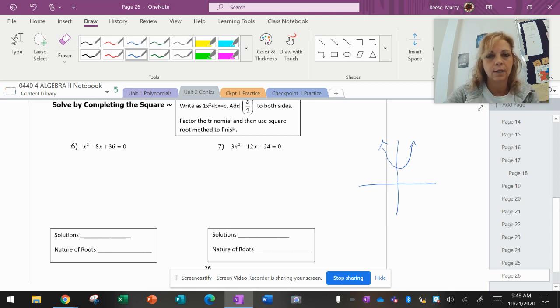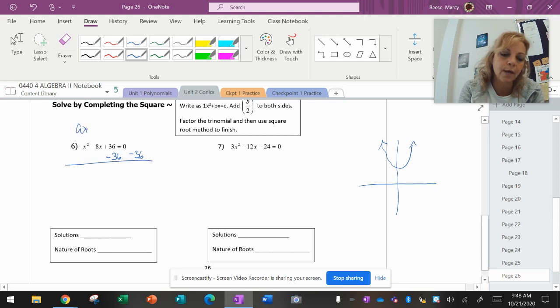So when I look at 6, this is what we're going to do. And remember, we did this with the parabolas when we were trying to put it in conic form, and we did it with the circles. So you're going to isolate the c value, because remember, it's ax squared plus bx plus c. So the c is the 36. I'm going to leave a space. And then I've got that b value. That b is negative 8.